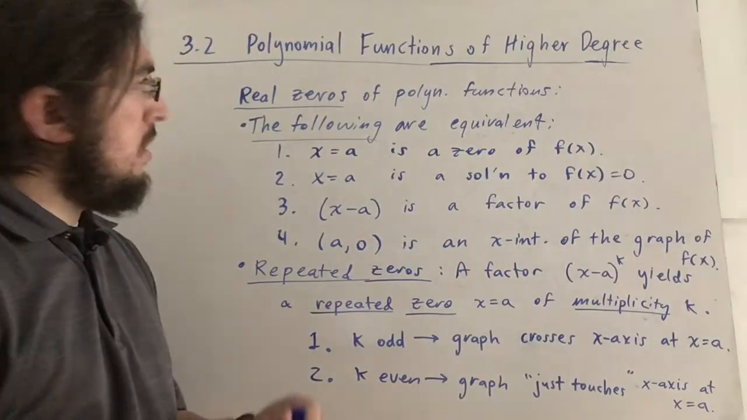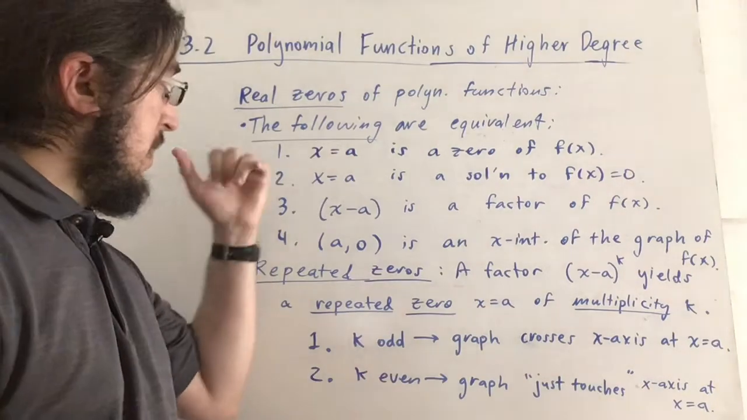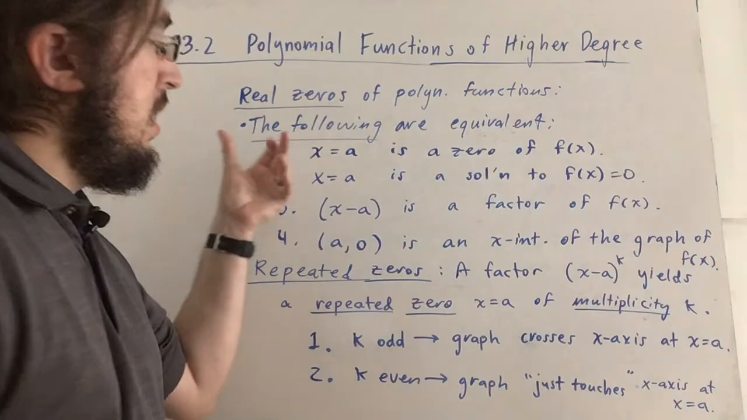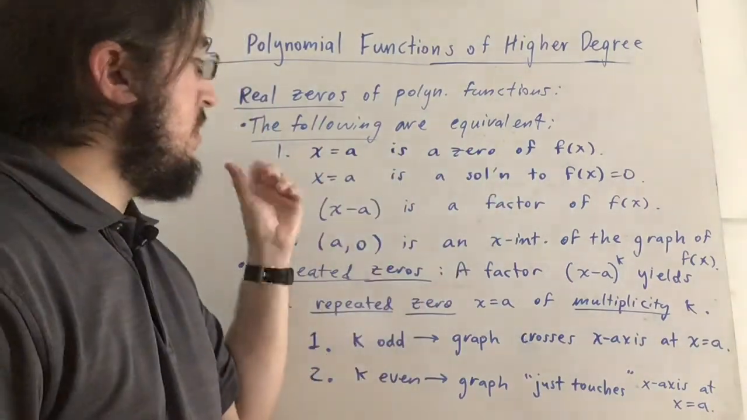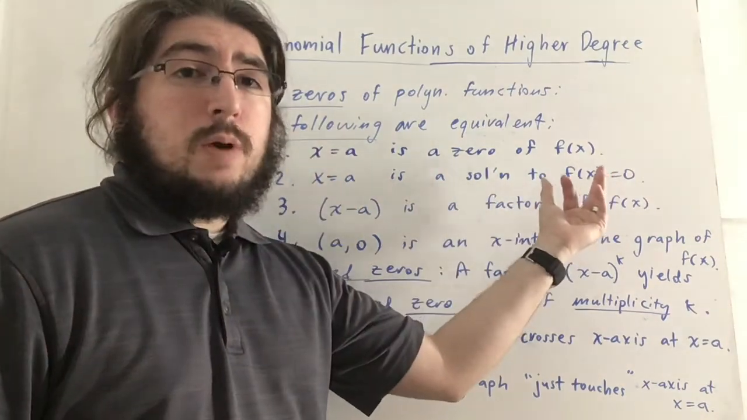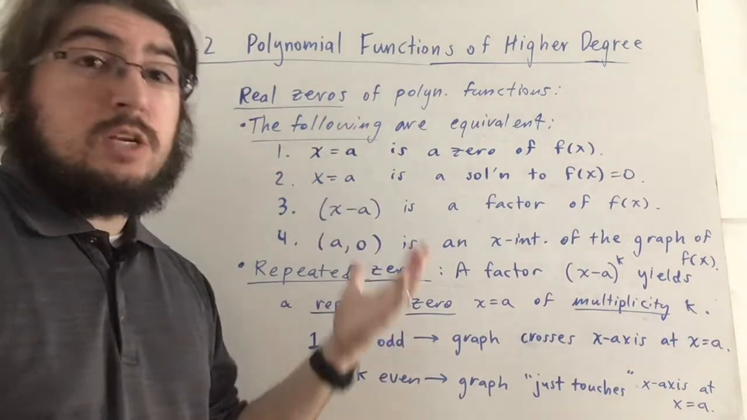Alright, so now just a little bit of information about the zeros of a polynomial function. So first let me say the following are equivalent. The following 4 things are equivalent. If x equals a is a 0 of f of x, where f of x is a polynomial, of course, then of course that means x equals a is a solution to the polynomial equation f of x equals 0. This is just vocabulary, that's what 0 means.